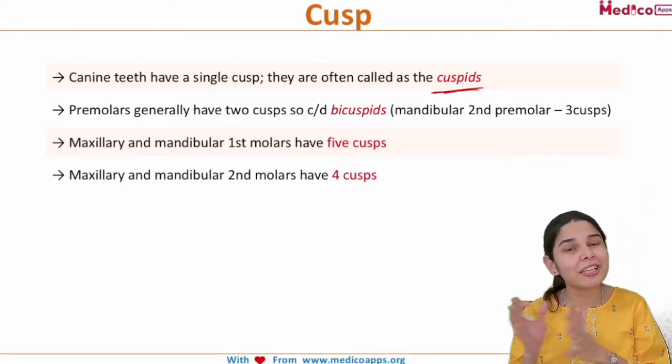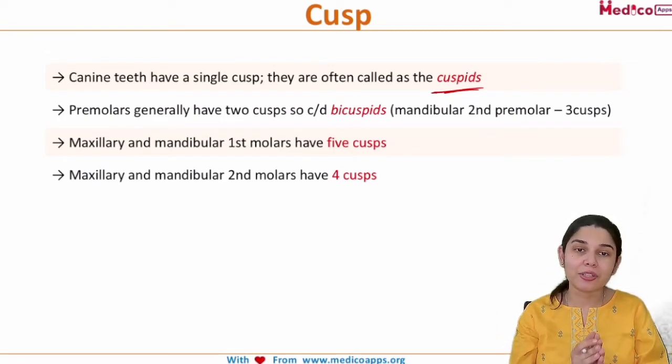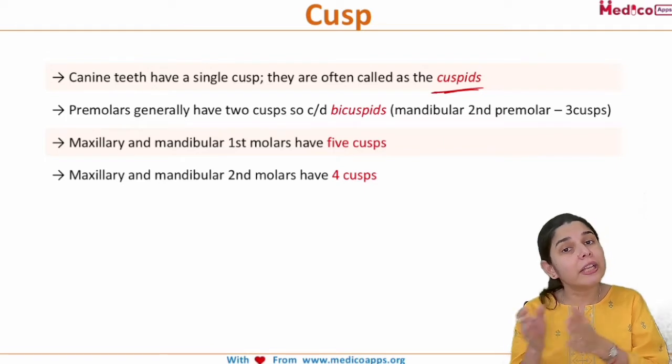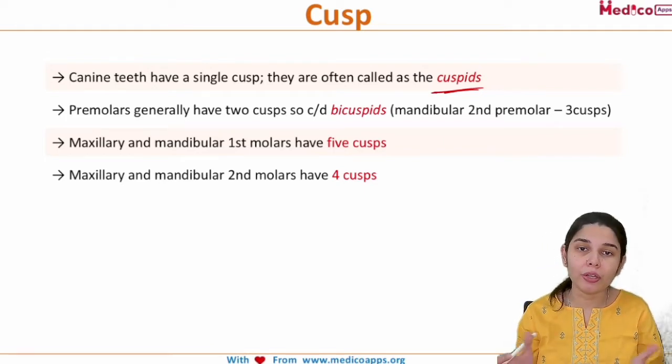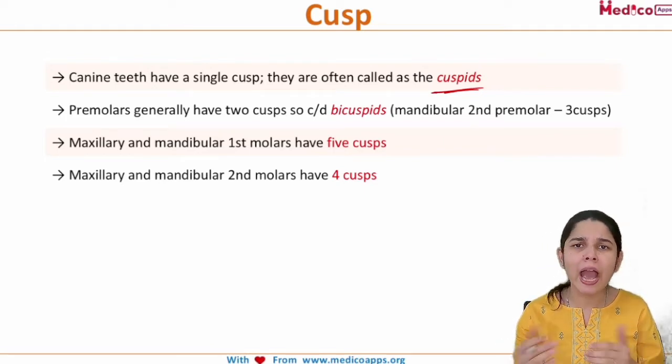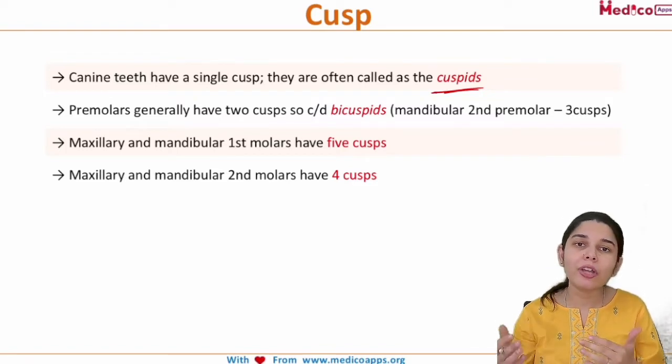So we call these canine teeth also as cuspids. Moving ahead from the canine, the next set of teeth are the premolars. Now premolars usually have two cusps. Now what do you understand by that?